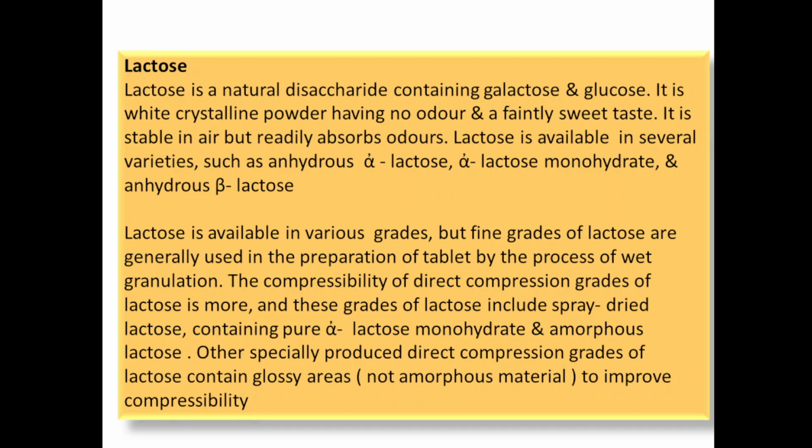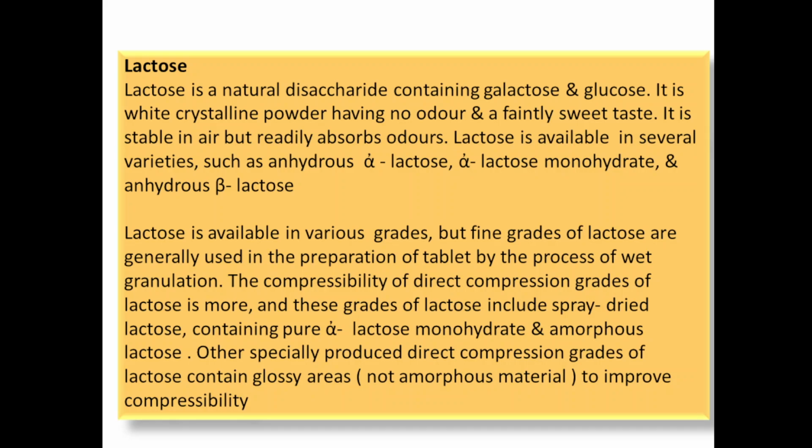Lactose is available in several varieties such as anhydrous alpha lactose, monohydrate, and anhydrous beta lactose. These are the different varieties of lactose which are available. Lactose is available in various grades, but fine grades of lactose are generally used in the preparation of tablets by the wet granulation method. So fine grade lactose is used for tablet preparation by the wet granulation method.